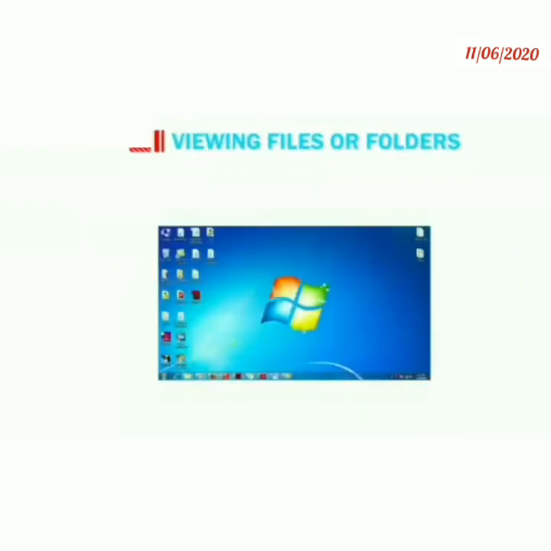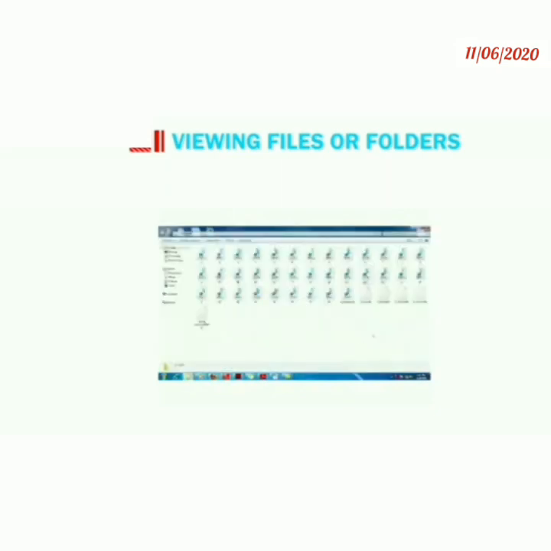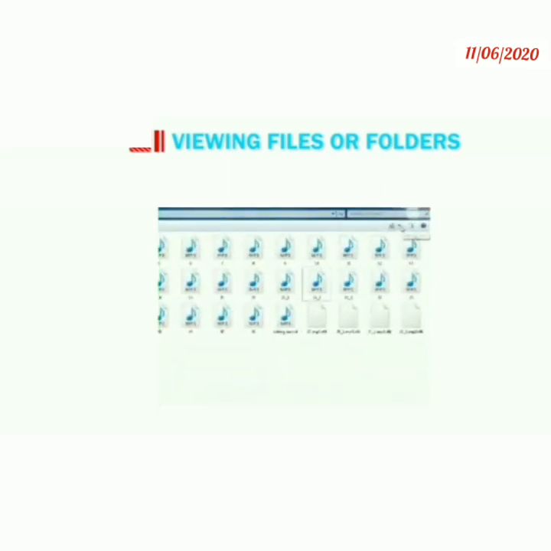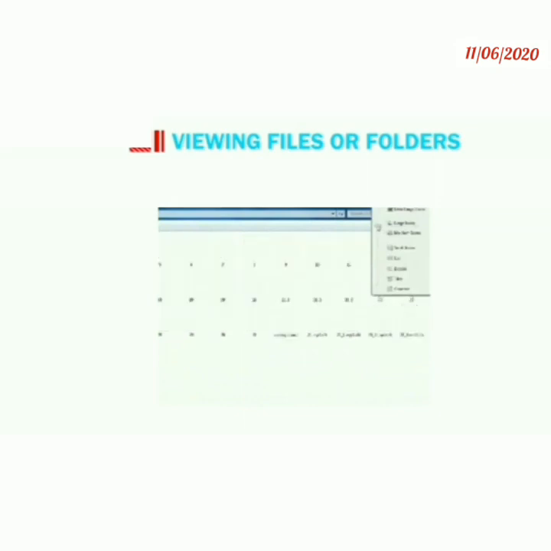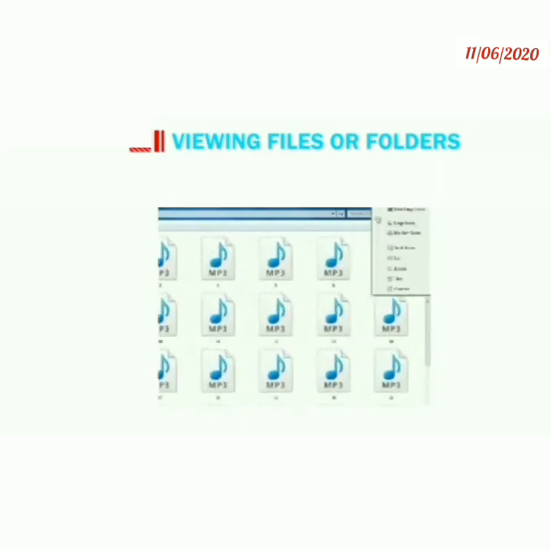Next, let us see how to view files or folders. Windows provides many ways to arrange and identify your files while you are viewing them. The information can be viewed in different modes by clicking on the drop-down arrow of the More option located on the toolbar.